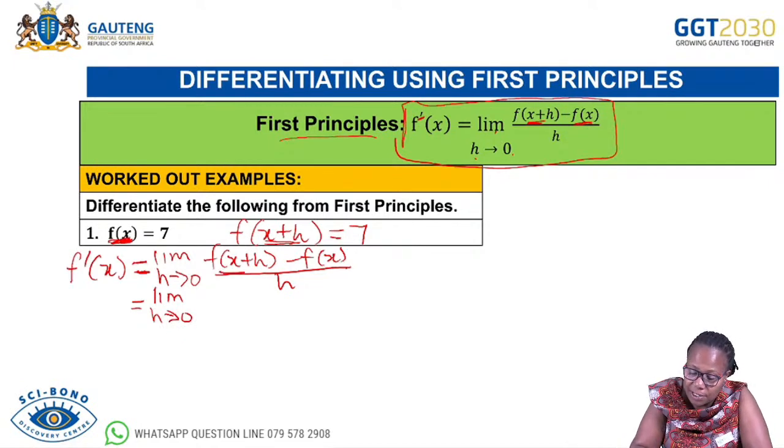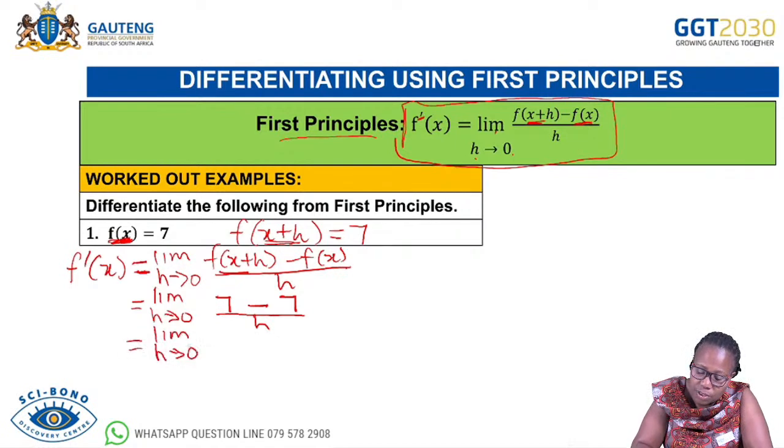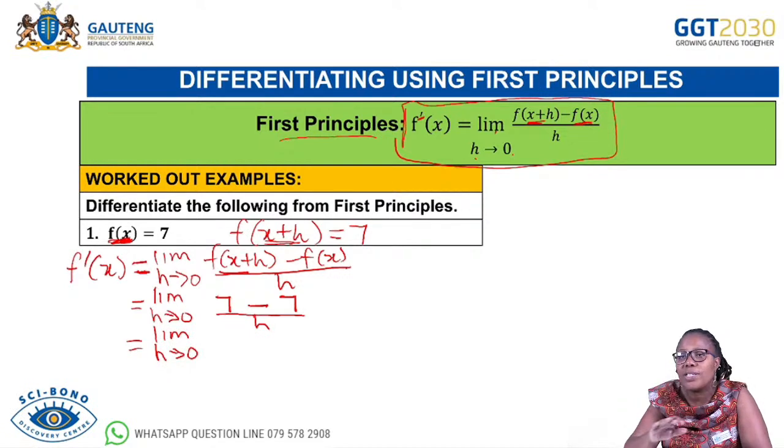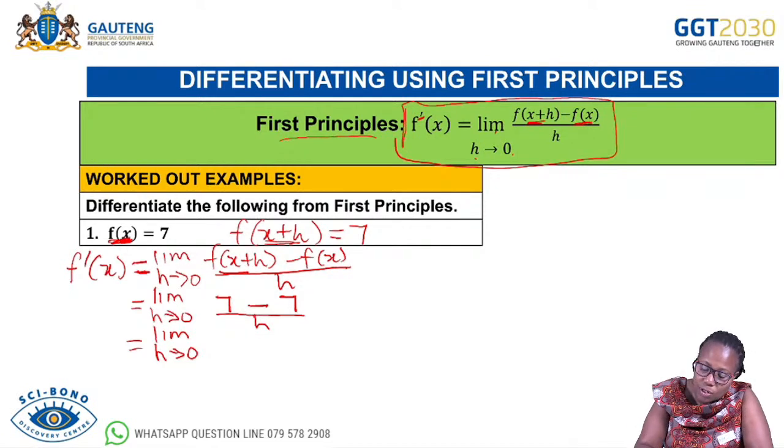What is my f at x? Plus h is equal to 7 in this case, minus my f at x is equal to 7. Look at that. And then everything over h. All right. Simplifying that, I'm having the limit of h approaching 0. Because I am busy simplifying, I have not substituted the h value yet. So that will be 7 minus 7, which is equal to 0 over h.